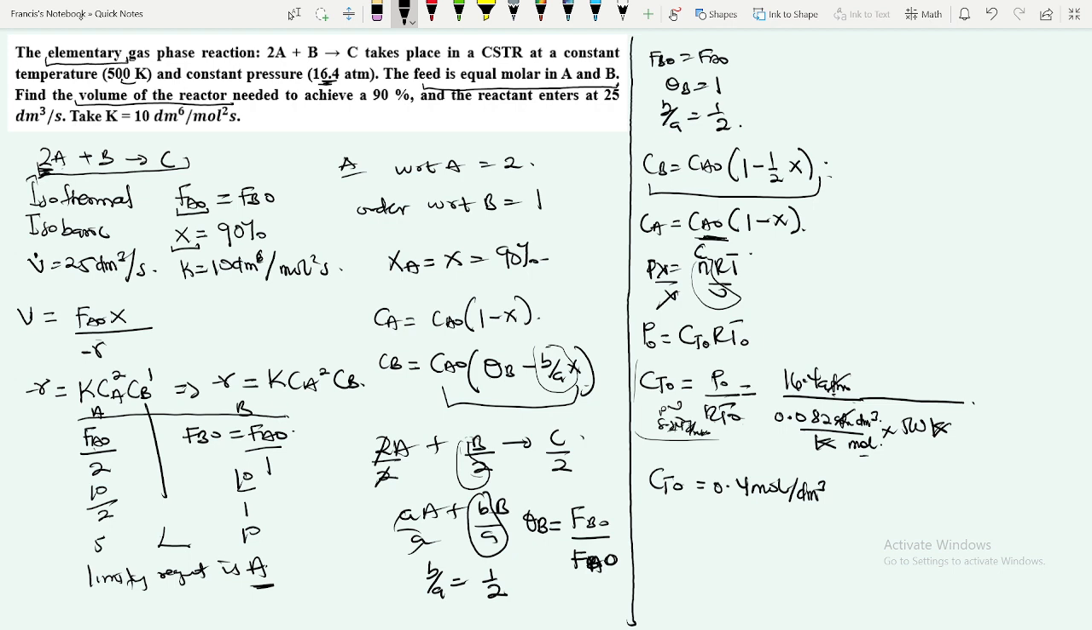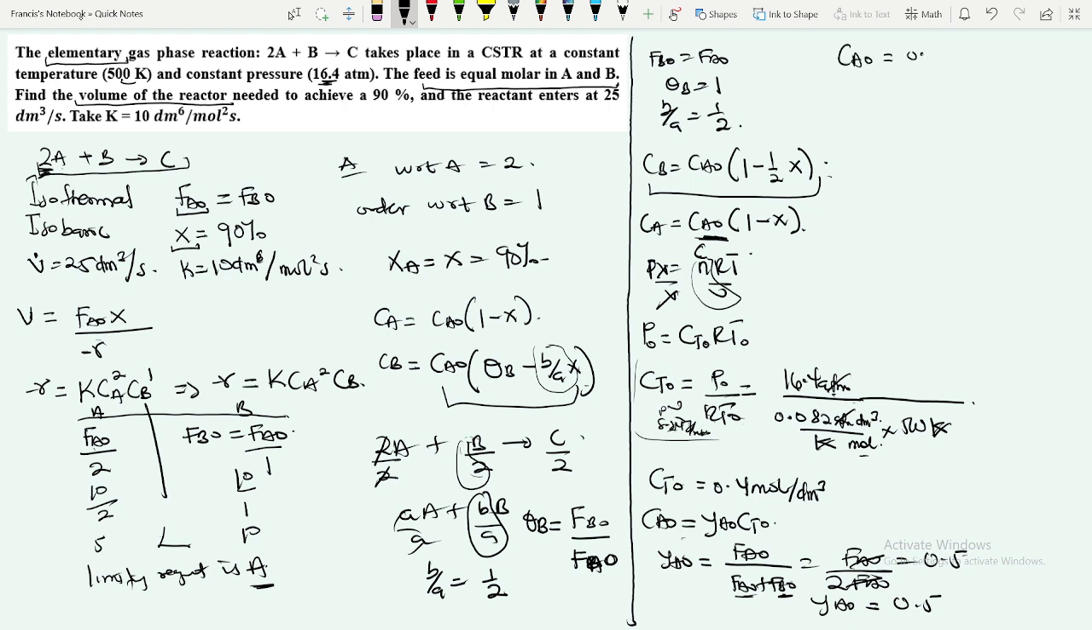Now we need CA naught, the initial concentration of A, not the total. CA naught will be the mole fraction times the total initial concentration. The mole fraction of A will be the flow rate entering of A divided by the total flow rate, that is FA naught plus FB naught. But FA naught and FB naught are the same, so we get FA naught over 2 FA naught, which is 0.5. So our inlet mole fraction of A is 0.5. Then CA naught is equal to 0.5 times 0.4, which gives us 0.2 mole per dm cube. So our initial concentration of A is 0.2 mole per decimeter cube.